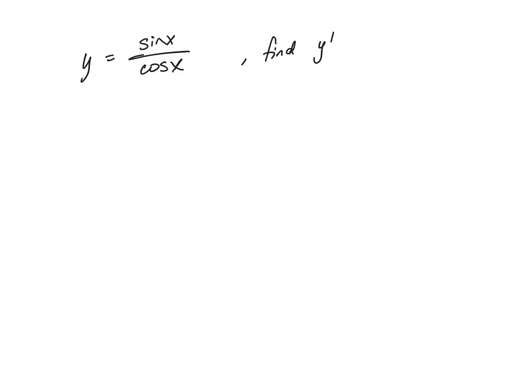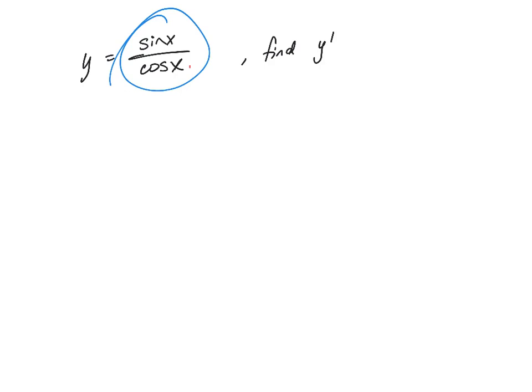Hey guys, what's up? Here's another example of quotient rule. So I want to find y prime, and I notice that I'm dealing with a quotient: sine x over cosine x. You might recognize that.